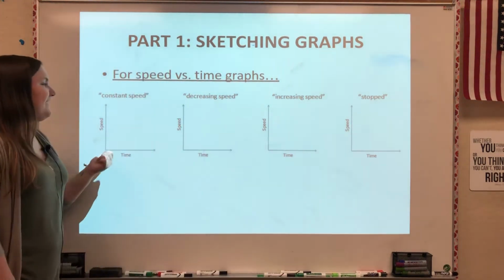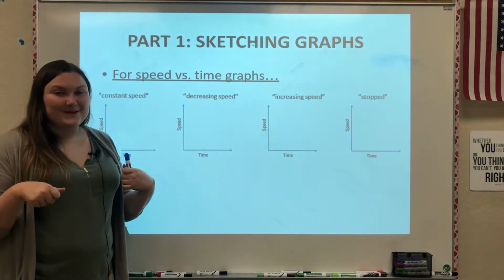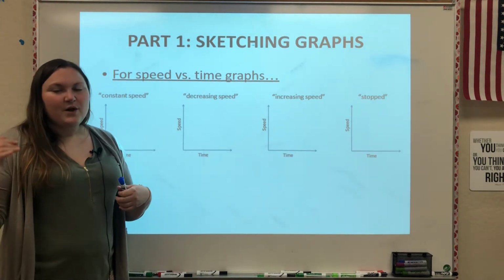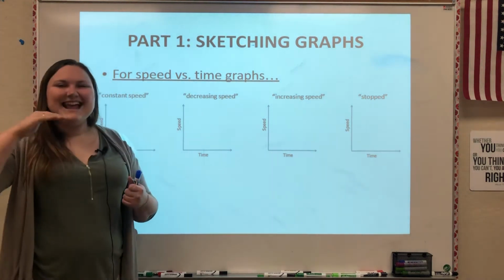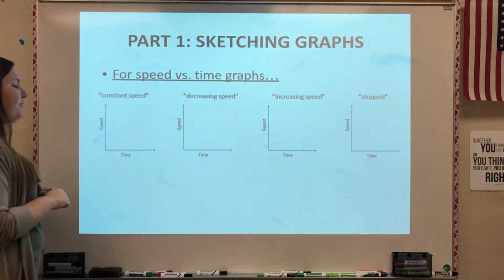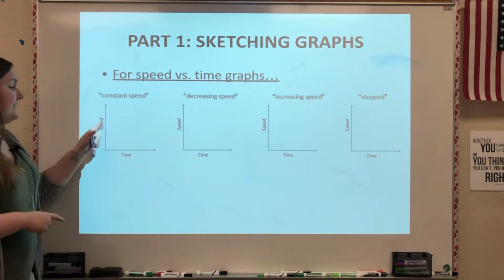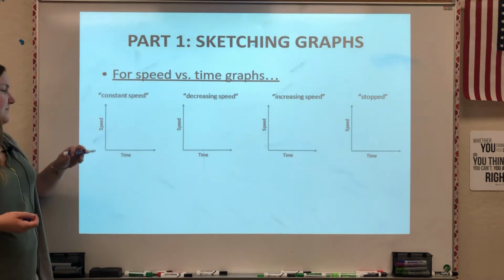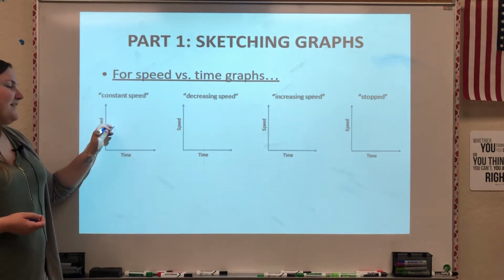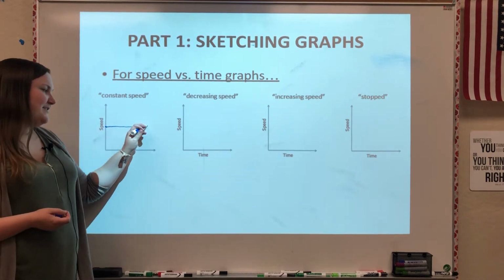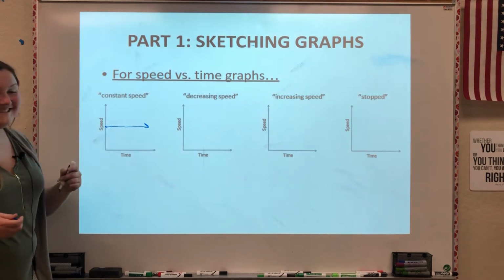For this first one, if you are driving at a constant speed, if I'm in my car moving at a constant speed, what does that mean? Well, constant means your speed isn't changing. The speed isn't going up, it's not going down, it's staying the same. On our graph, what that would look like is as time goes by, the speed is staying the same. So maybe you started at like 30 miles per hour, you're staying at 30 miles per hour the entire time. Your speed isn't going up, it's not going down, it's staying the same.